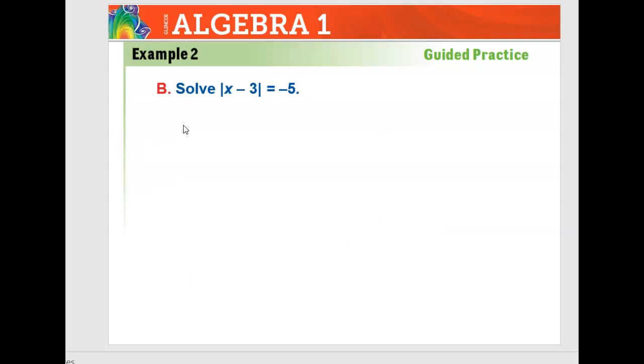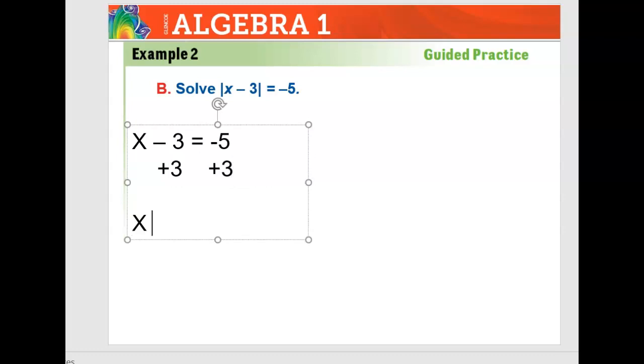We had the absolute value of x minus 3 equals negative 5. So once again, you wanted to look at your equation and find the value of x that made it true. So you had x minus 3 equals negative 5. We added 3 to both sides, so you got x equals negative 5 plus 3, which gave negative 2.